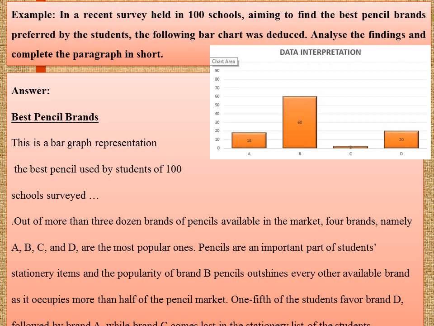At the forefront, we have pencil B running ahead with 60%, which is the maximum, followed by pencil D taking up 20%, and A with 18%, and lagging behind is pencil C. So here is a representation of pencils A, B, C, D, and we tell where they stand. One-fifth of the students favor the brand D, followed by A, while C comes last in the stationery list of students. So B is the pencil which is in the forefront.